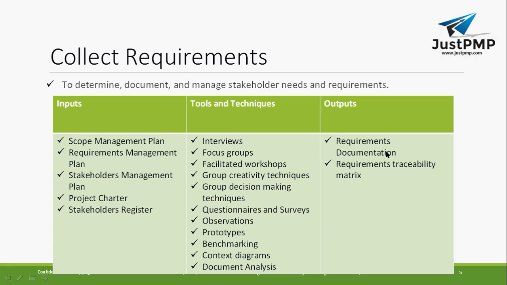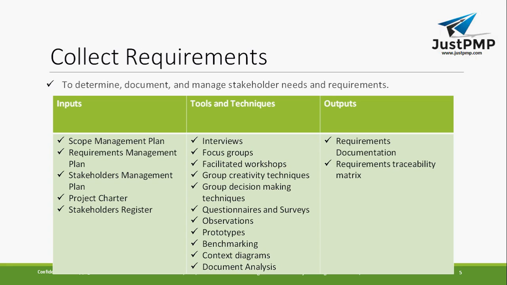So what is the output of Collect Requirements? That's the requirements documentation. You have a document where the requirements are specified and the customer's requirements have been documented. That becomes one of the outputs. Then the requirements traceability matrix. I will show you in a coming diagram what the requirements traceability matrix looks like. Basically, you document the requirements, and you can trace each and every requirement.